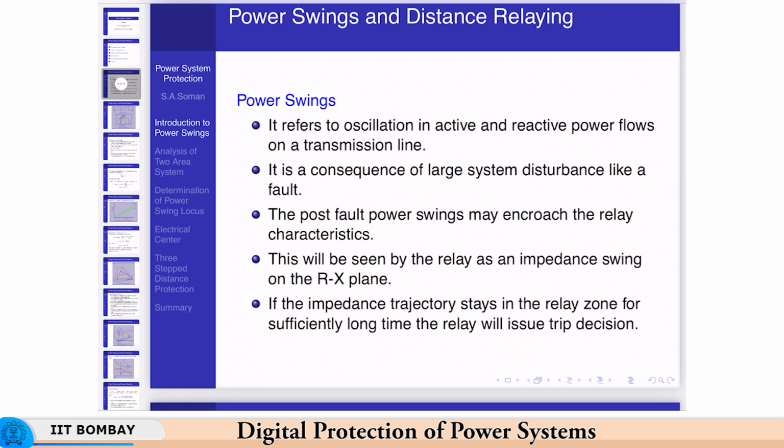There are ways, of course, like power swing blockers, that we will see maybe in the next class. But once it comes into the distance relay characteristic, the distance relay will think that it is a fault, and then it will issue a trip when there is no fault. Okay, so it may make an already bad situation even worse.